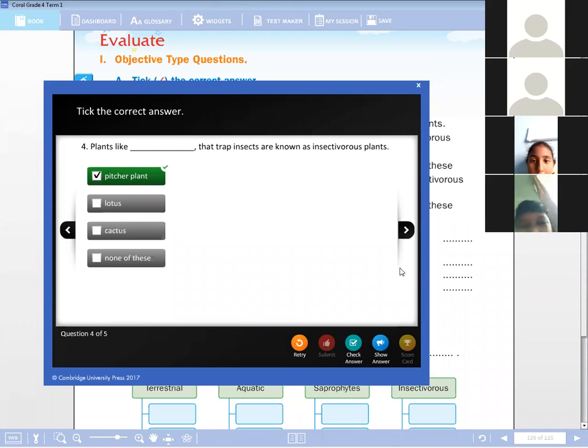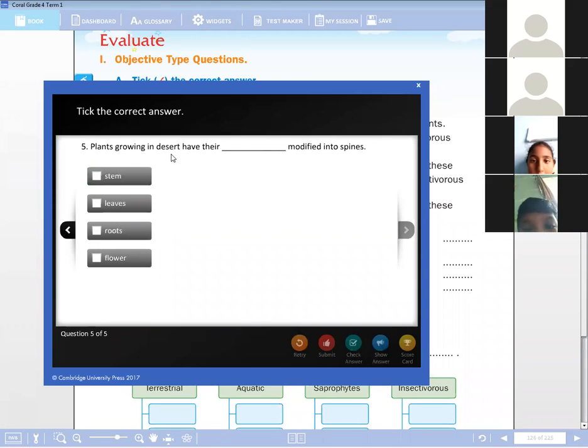Moving to the last one. Plants that grow in deserts have the dash modified into spines. Plants of the desert, children. Which part of the plant is modified into spines? Spines means thorns. Stem, leaves, roots, and flowers. Which part of the desert plant will have spines? Sai Swarup is telling it is A, isn't it?